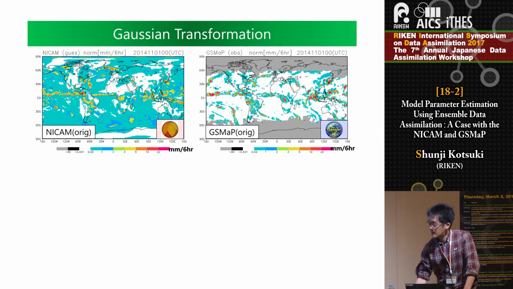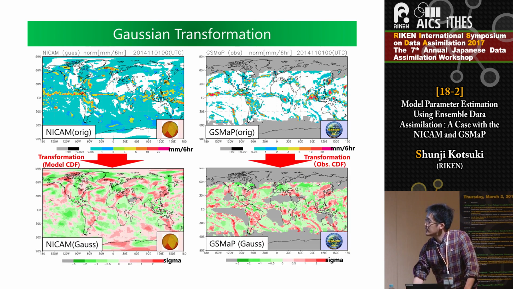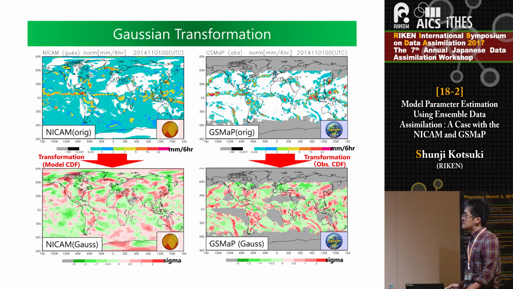So let's see how the Gaussian transformation works. This is the map I've already shown, from the model and the observation, and the unit is a precipitation variable, such as millimeter per 6 hours. By applying the Gaussian transformation, we can obtain this kind of map. This accounts for the probability of the event based on the past precipitation record. As I mentioned, for the model we apply the Gaussian transformation based on the model CDF, and for the observation, based on the observational CDF.